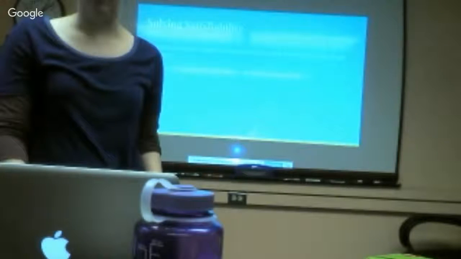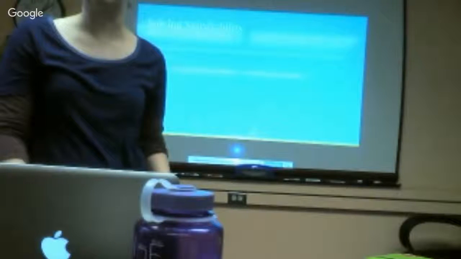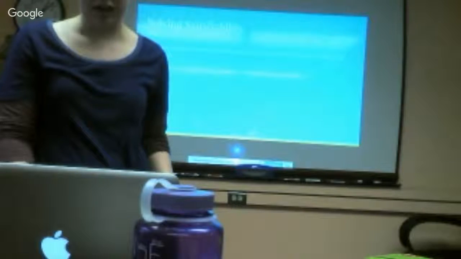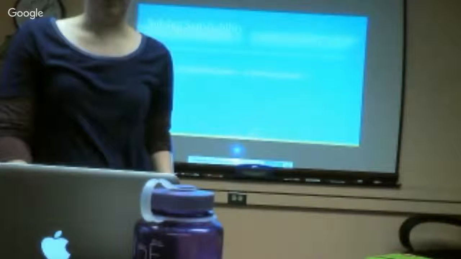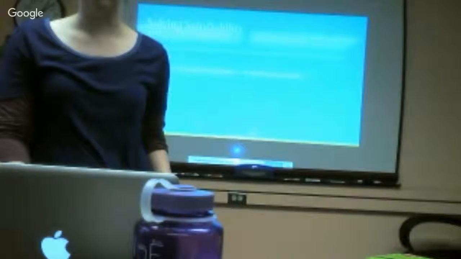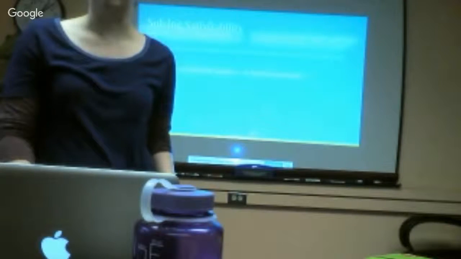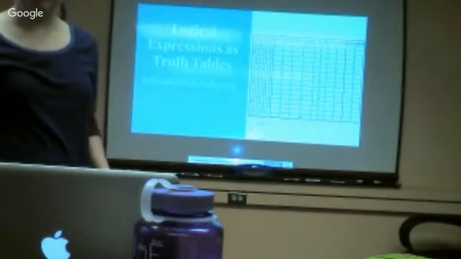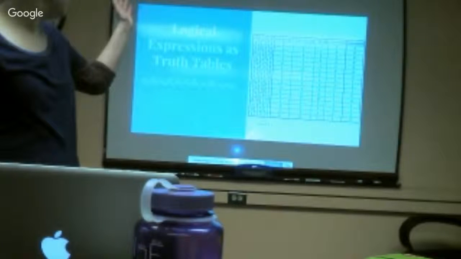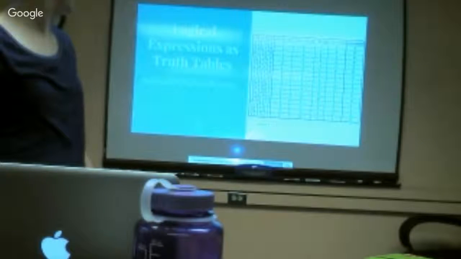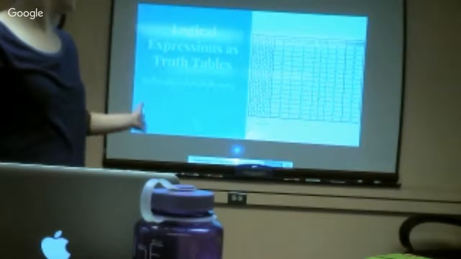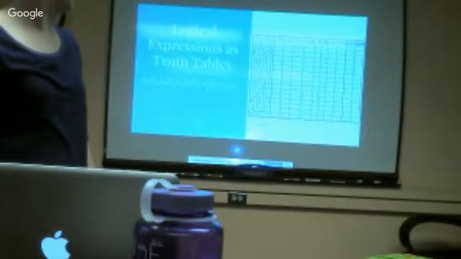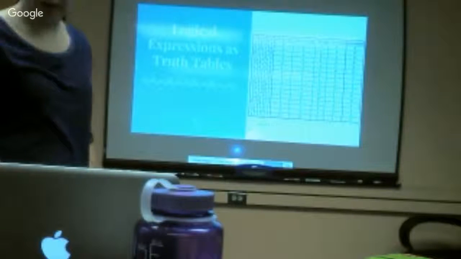And so to solve this, we can generate all possible assignments systematically and test each one to see if it satisfies the expression. And this is exponential, 2 to the n, where n is the number of variables in the expression that we have. So we can look at the truth table and fill out all of our values systematically, going through and seeing which ones actually fulfill our expression.